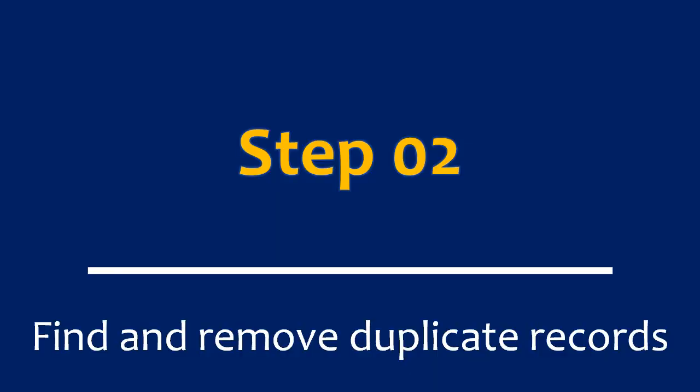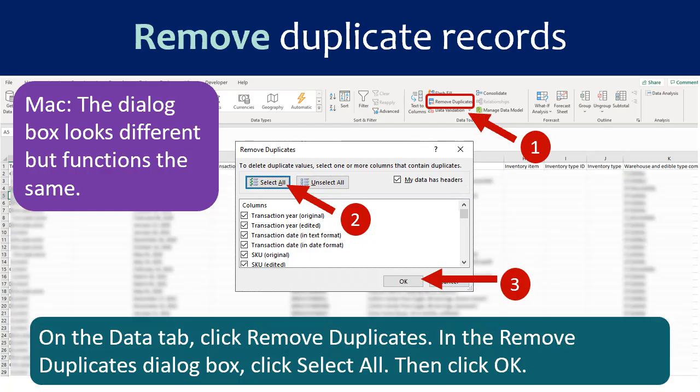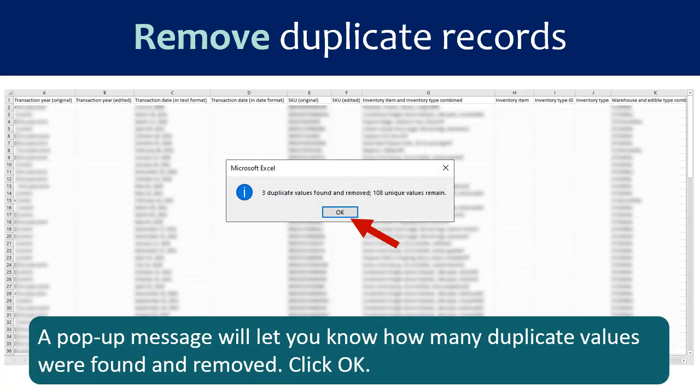In this step, we will be finding and removing all duplicate records in the data. On the Data tab, click Remove Duplicates. In the Remove Duplicates dialog box, click Select All, then click OK. Mac users, the dialog box looks different but functions the same. A pop-up message will let you know how many duplicate values were found and removed. Click OK.